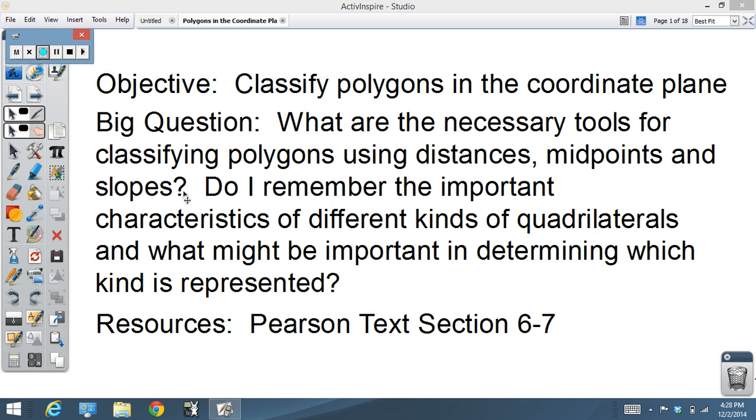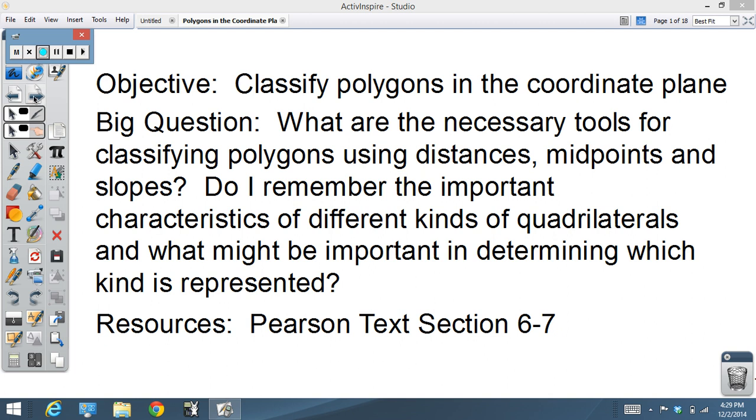Hi everybody. So today we're going to have something that's a lot of review, using some old skills that I'm sure you had wished I had forgotten about, but I haven't, and we can't because they're coming back. All right, we're going to be looking at polygons in a coordinate plane, and we're going to have to use some necessary tools for classifying polygons by using distances, midpoints, and slopes. So we need to remember some of those important formulas like the distance formula, the midpoint formula, and the slope formula. So again, it's all coming back.